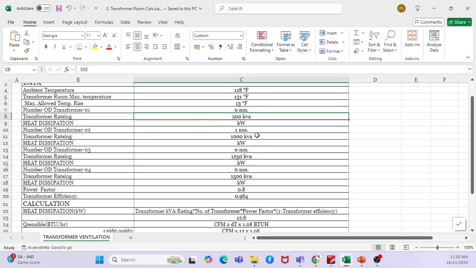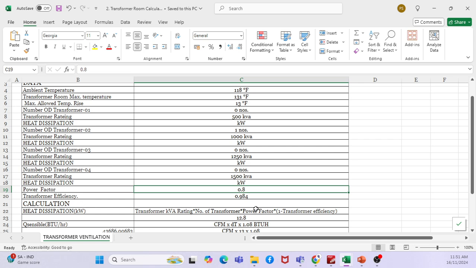Like 500 kVA or 1000 kVA or 1250 kVA, 1500 kVA, depending upon your electrical requirements for that particular building. So how do you calculate the heat dissipation? Say I have a 500 kVA or 1000 kVA transformer. To convert to kilowatt, you use the power factor. Normally in our local regulation, the power factor will be 0.8 or 0.9, depending upon the local regulations. When you convert from kVA to kilowatt, you multiply by the power factor. So transformer kVA rating multiplied by power factor will give you kilowatt.